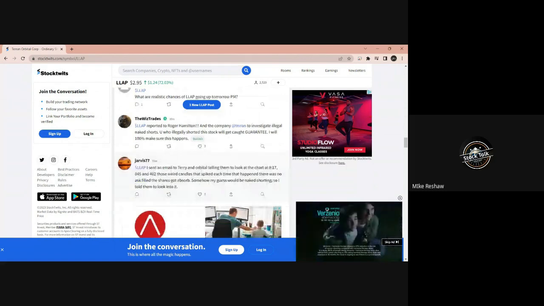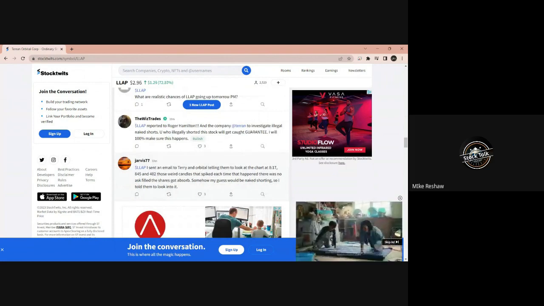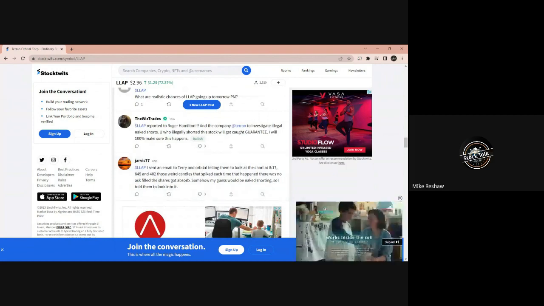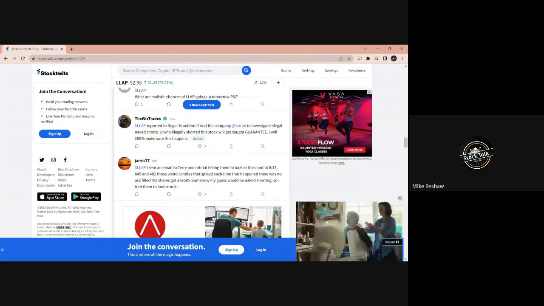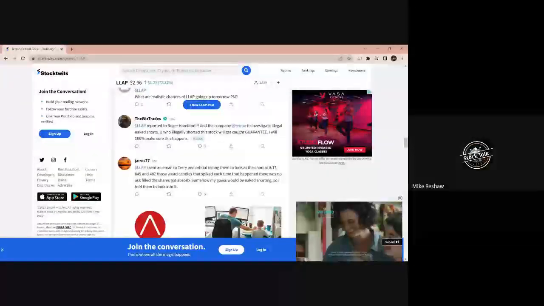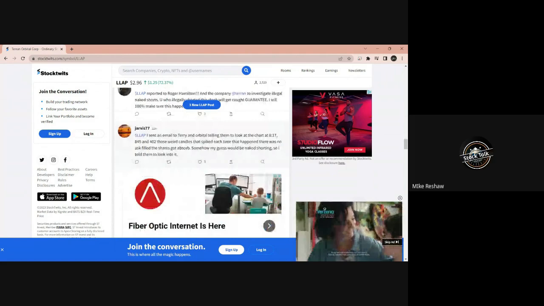Also, sent an email to Terran Orbital telling them that on the chart at 8:17, 8:47 of 4:02, these weird candles have spiked each time it happened. There's no ask and shares to absorb. Somehow my guess would be naked shorting. So told them to look into it. That is good because we know how we feel about the shorts.